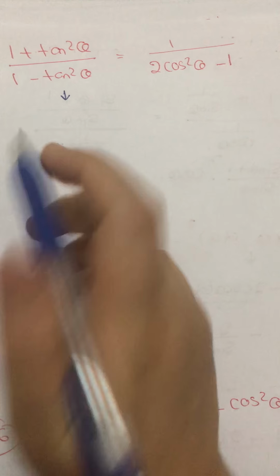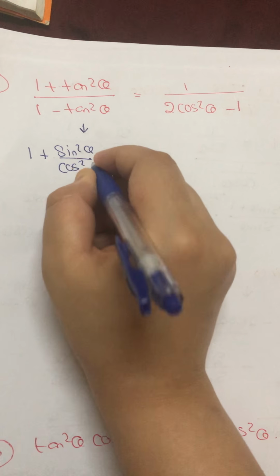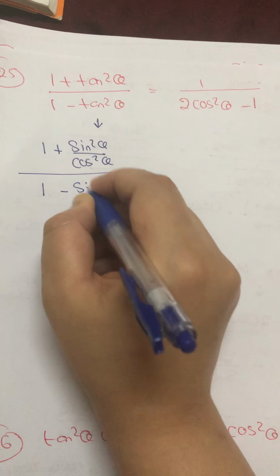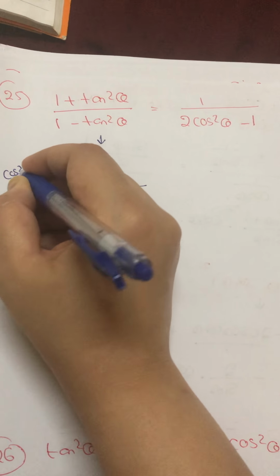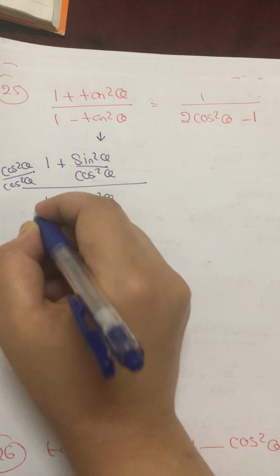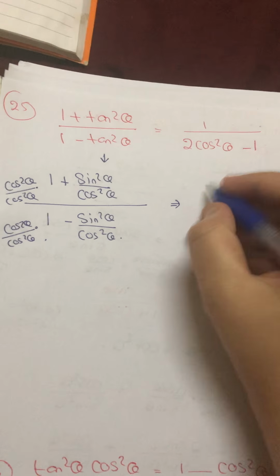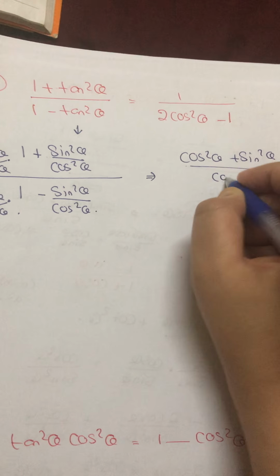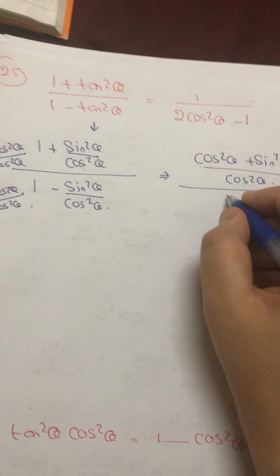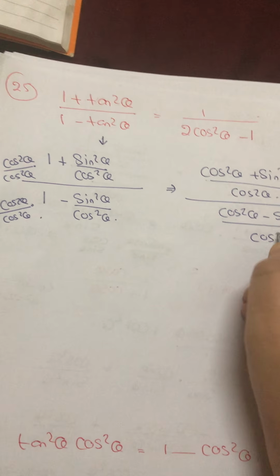Question number 25 over here. I am going to work on this side. 1 plus sine squared theta over cosine squared theta, over 1 minus sine squared theta over cosine squared theta. Here I need to multiply by cosine squared theta over cosine squared theta, and here I need to multiply cosine squared theta over cosine squared theta. You will end up with cosine squared theta plus sine squared theta over cosine squared theta, all over cosine squared theta minus sine squared theta over cosine squared theta.